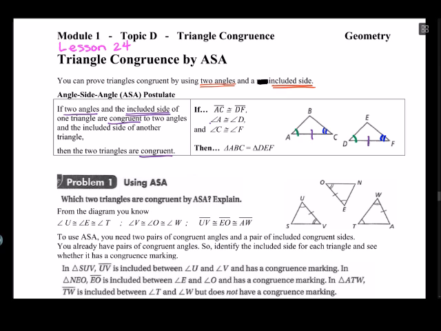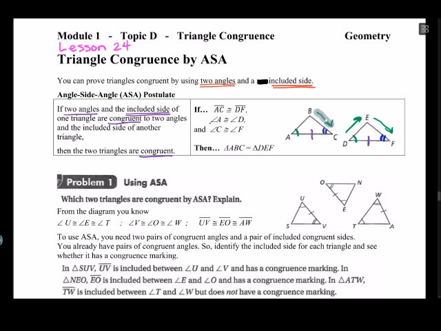We can write a congruence statement, and this one goes from green angle up to our non-marked angle and then down to blue angle. So we need to go green angle up to our non-marked angle down to blue angle. So triangle ABC is congruent to triangle DEF.